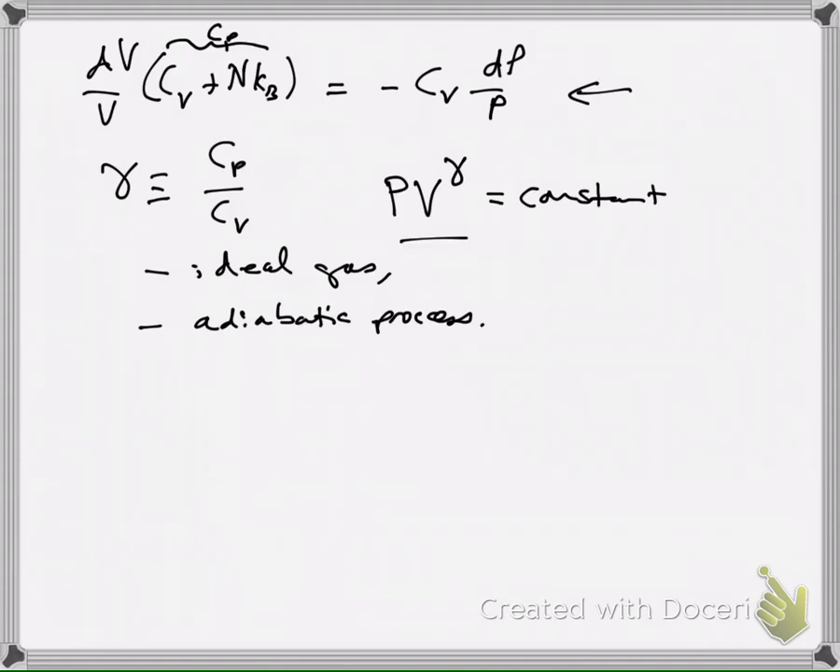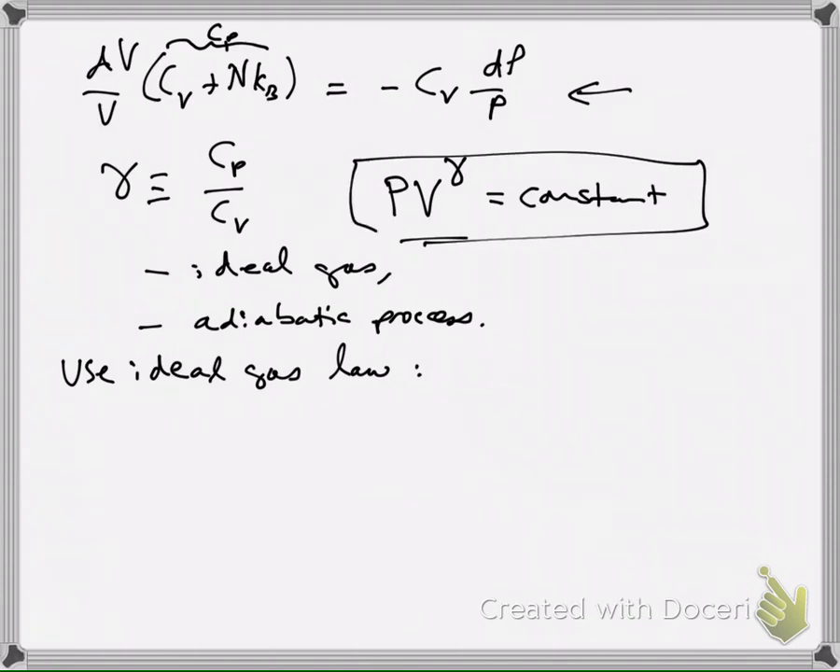Now, the other thing I should point out, it's trivial to use the ideal gas law again, and you can get other forms of this expression that are equally true. You can have, for example, TV to the gamma minus 1 equals a different constant during an adiabatic process, just by using PV equals NkT. Or if you really want, you can use TP to the 1 minus gamma over gamma is a constant. These are all just playing games with the ideal gas law and shuffling around which variables you have.